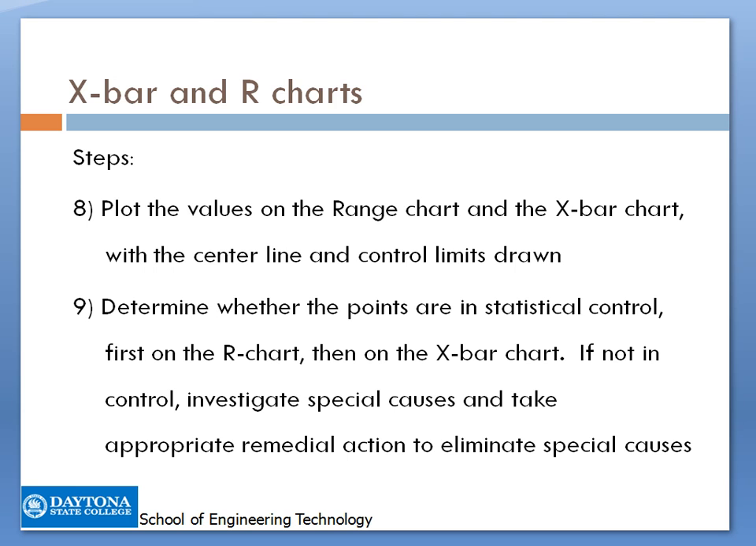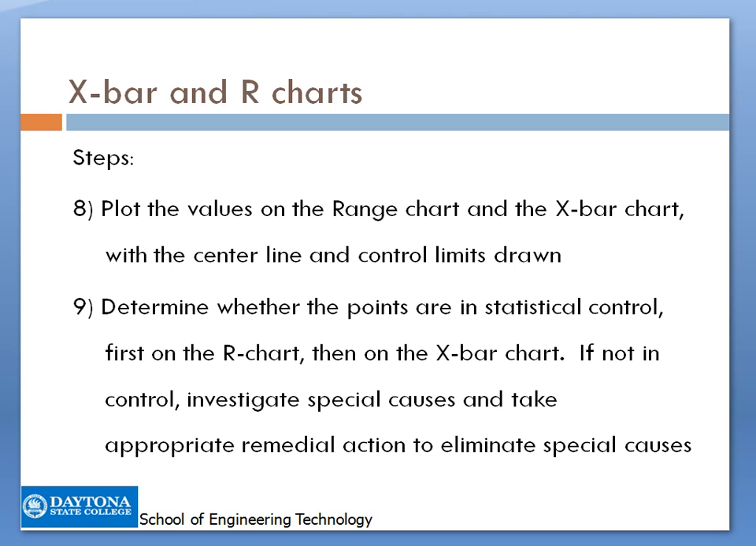Having your center line and your upper and lower control limits for both the Xbar and the R chart, now you have to plot the values. Once you plot the values, then you have to determine whether the points are in statistical control, and you go first on the R chart and then on the Xbar chart. If you don't find any point out of control, then you assume that based on the data used, your process is in statistical control.